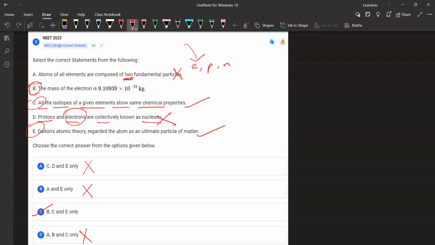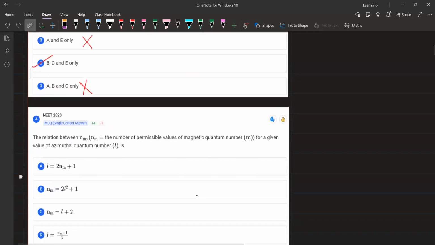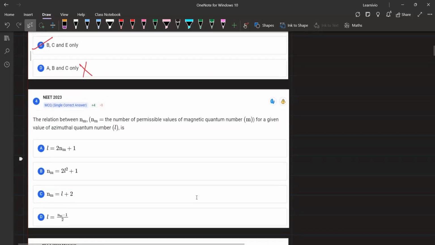Okay, moving on. Try this. The relation between the number of permissible values for the magnetic quantum number for a given value of azimuthal quantum number. Take 2 more minutes.